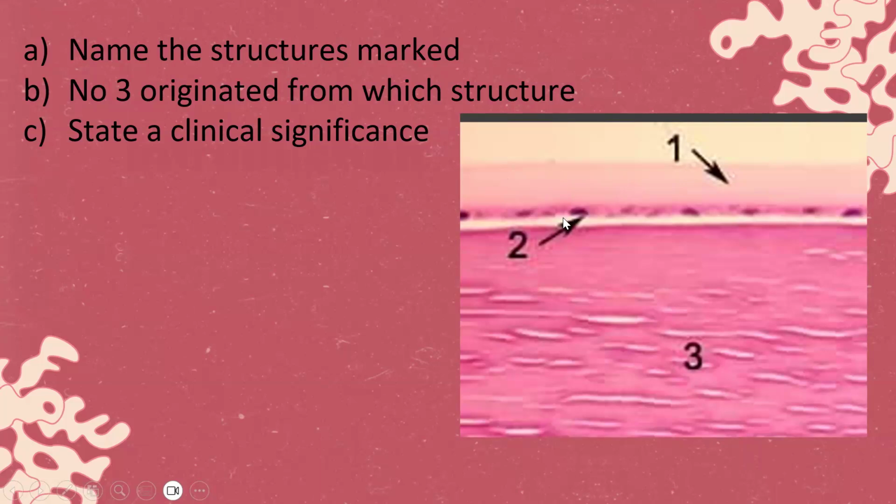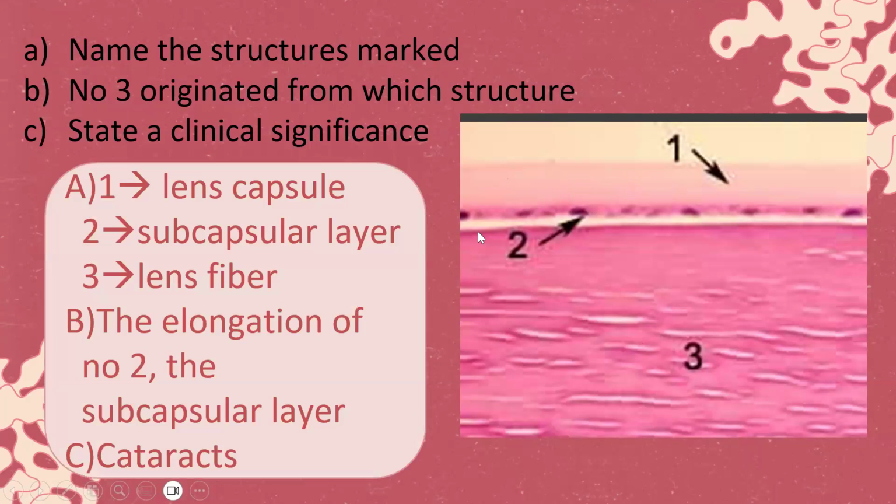So number 1 is the lens capsule. Number 2 is directly beneath the lens capsule, so it should be the subcapsular epithelium. And then we have the lens fibers. So number 3, which is the lens fibers, originated from the elongation and contraction of the subcapsular layer, or layer number 2. State a clinical significance. Can say anything, cataracts, for example.